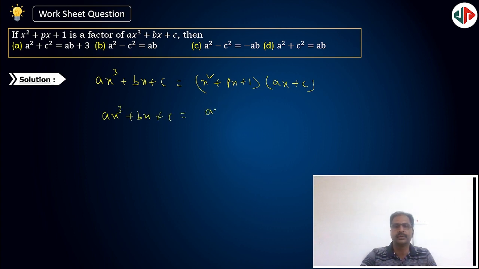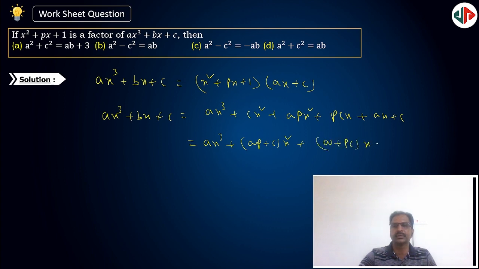Now multiply: ax cube, cx square, apx square, pcx, plus ax plus c. So this is nothing but ax cube plus ap plus c into x square plus a plus pc into x plus c. Now by comparing these two, what will be b? a plus pc is b, and ap plus c is 0, because there is no coefficient of x square.